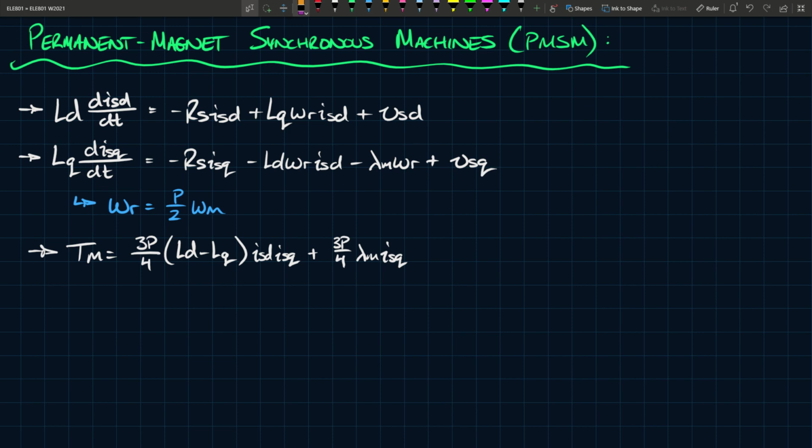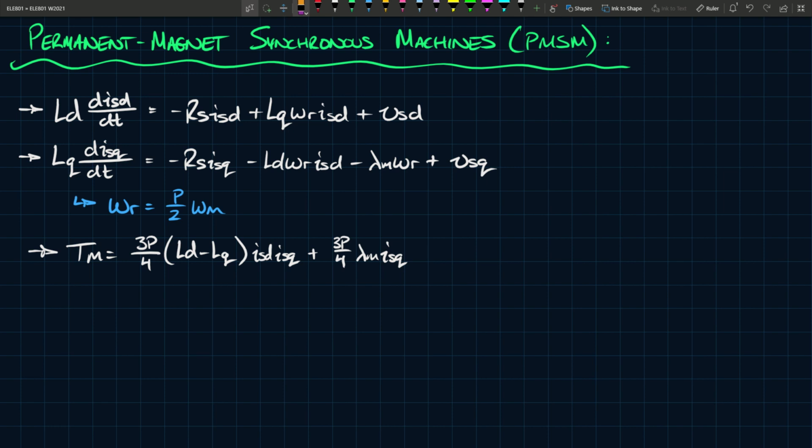Alright, so in this video we're going to take a look at the permanent magnet synchronous machine. Now, the permanent magnet synchronous machine can be considered a special case of the induction machine, since the magnetic field produced in this case is produced by a magnet as opposed to a winding, which it is in the induction machine. In terms of the modeling, we can use the exact same equations.